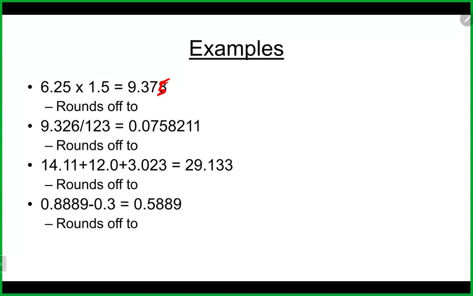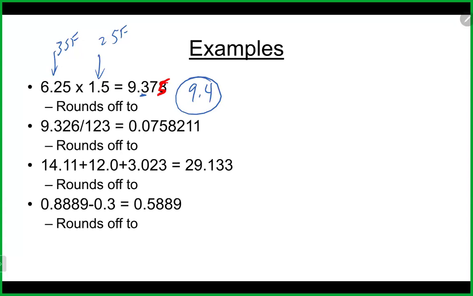Okay, so let's take a look. First one here, we are multiplying. So again, we're looking at significant figures. We've got 3 sig figs there and 2 sig figs there. That means we should end up at 2 significant figures, which is right about there. Again, looking at the number to the right, which is a 7, we're going to round up. Looks like 9.4 for the first one. Any questions on that?